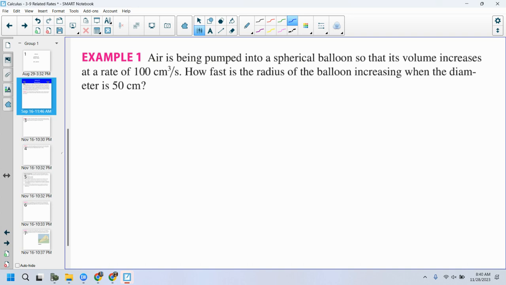What I love to do in these word problems is figure out what we know and what we don't know. So let's do that. We are told the rate of change of the volume. Now, watch the notation here. I'm going to call that dV/dt. The volume is changing per time, cubic centimeters per second. Change in volume over time, dV/dt. It's changing at a rate of 100 cubic centimeters per second.